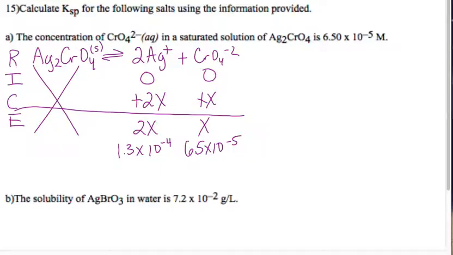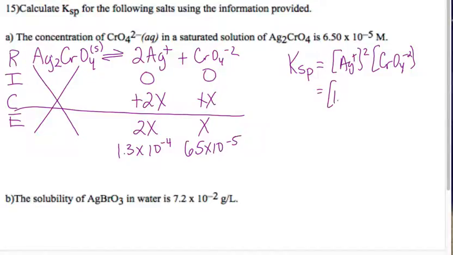So just like any other K, this time you're going to write KSP though. We're going to have our products, Ag plus squared times CrO4 2 minus to the first. Plugging in 1.3 times 10 to the negative fourth, we're going to square that, and we're going to have 6.5 times 10 to the negative fifth, and that's to the first. So to 3 sig figs, what is my KSP?